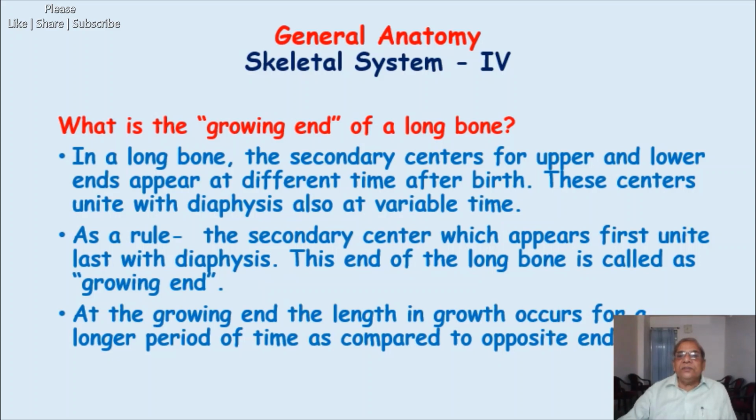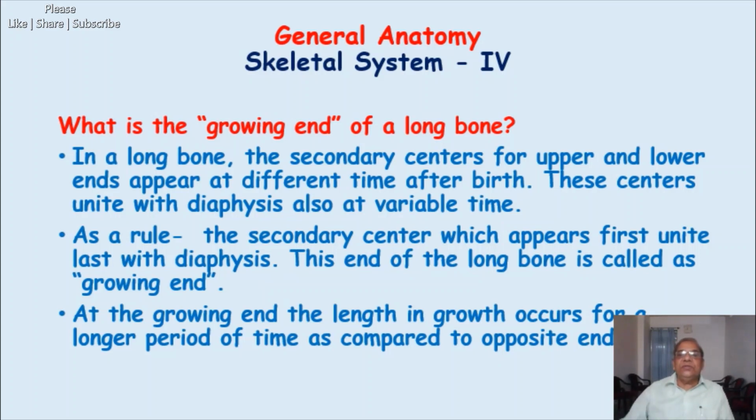Okay. Now this secondary center, which appears at a variable time, will also fuse with the primary center or diaphysis at a variable time. So the center which appeared in the first year of age will fuse somewhere around 20 years of age, and the center which appeared for the opposite end by the third year may fuse somewhere around 16 or 17 years. So these are the variable times of appearance as well as of fusion.